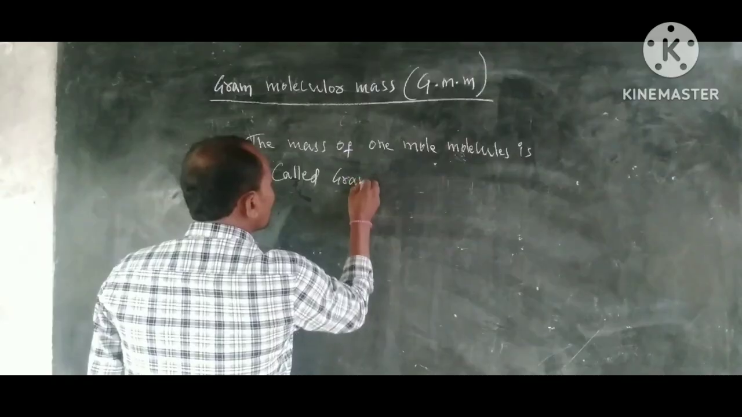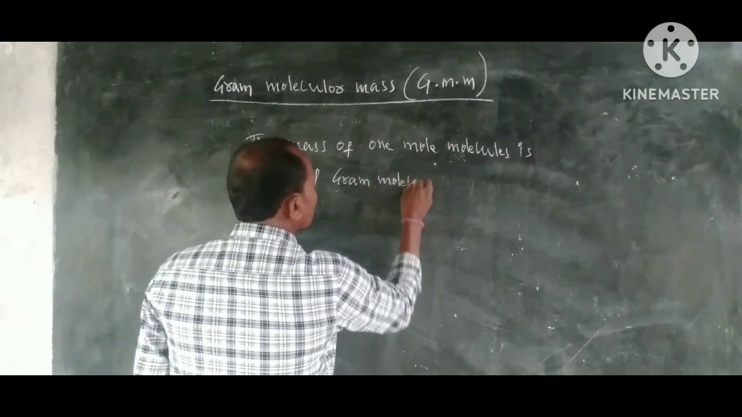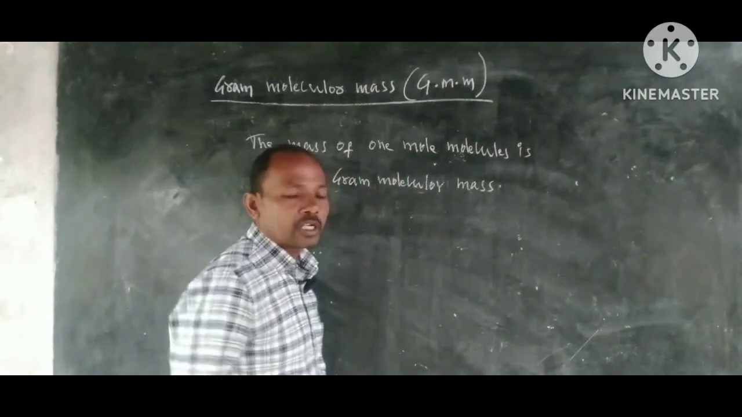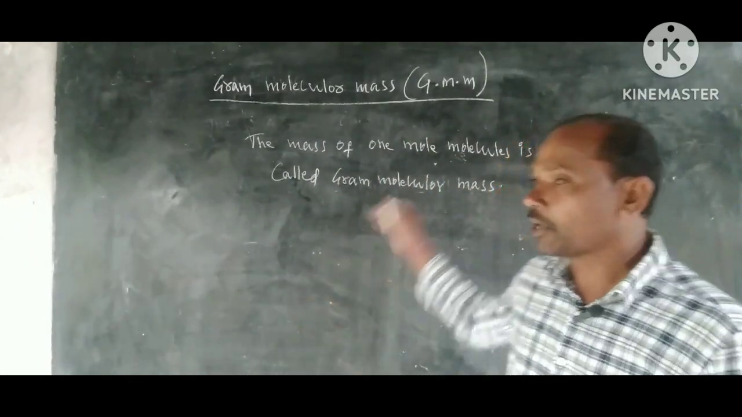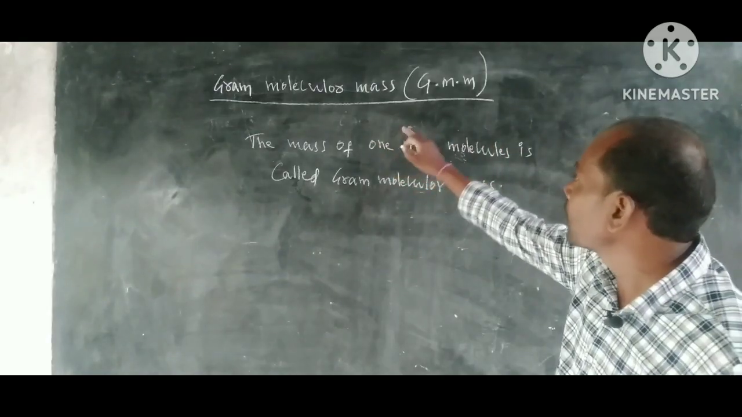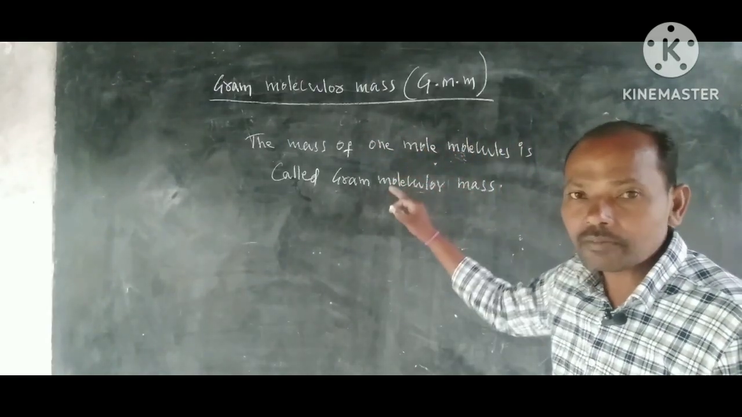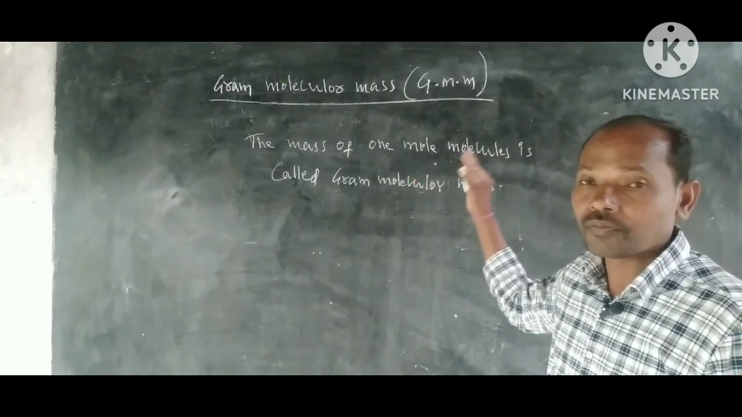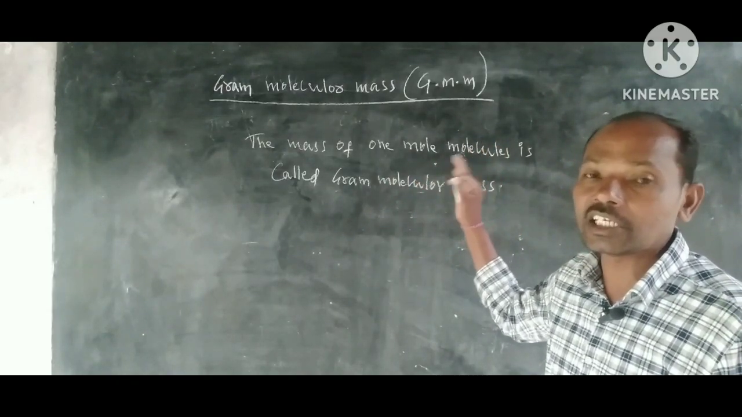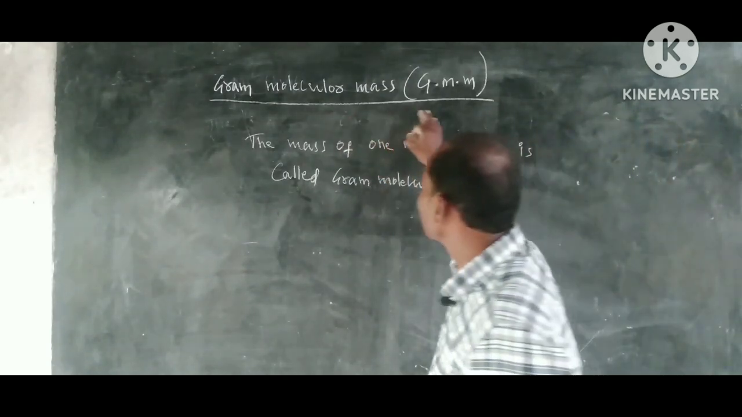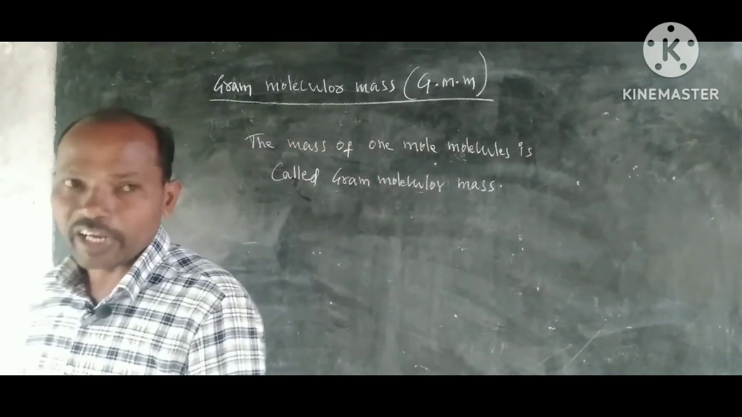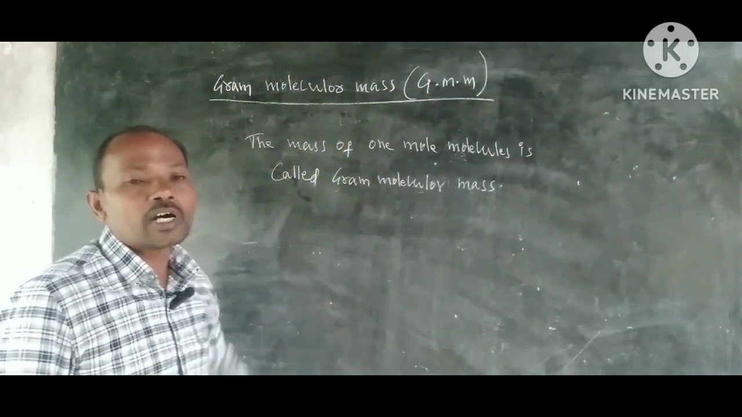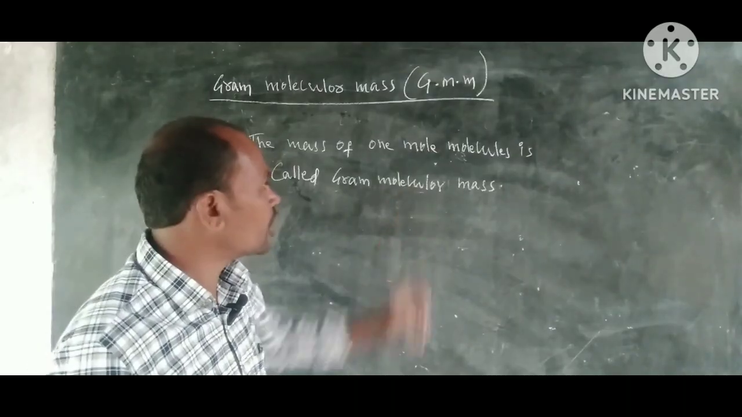The mass of one mole of molecules is called gram molecular mass or gram molecular weight, GMM. So what is the gram molecular mass? The mass of one mole of molecules. That is called gram molecular mass.